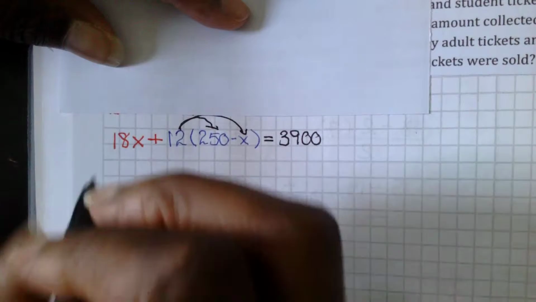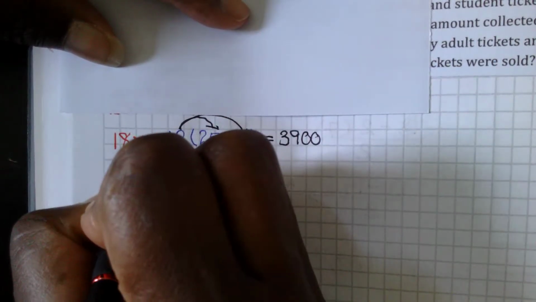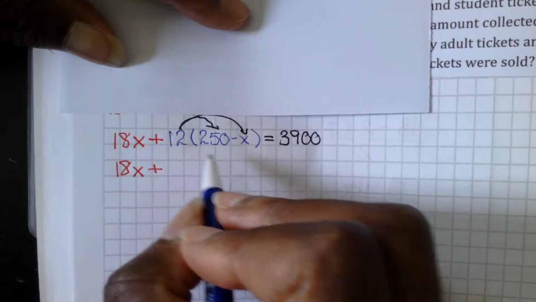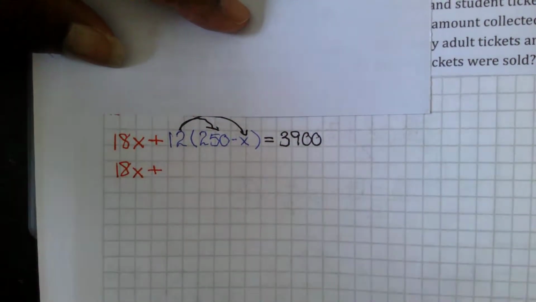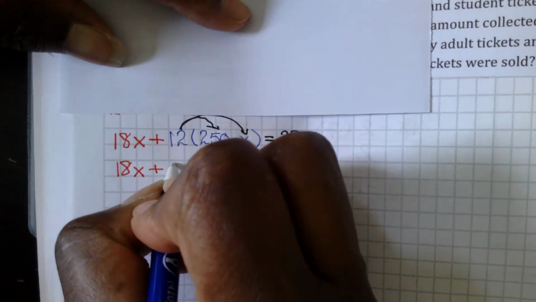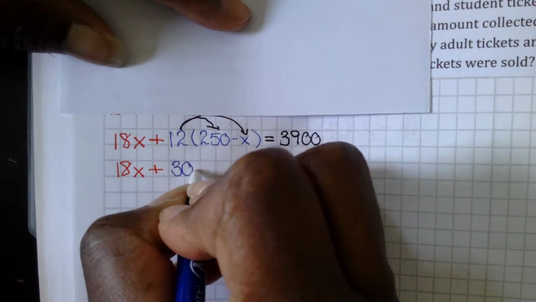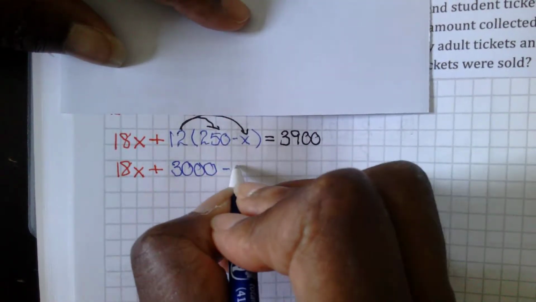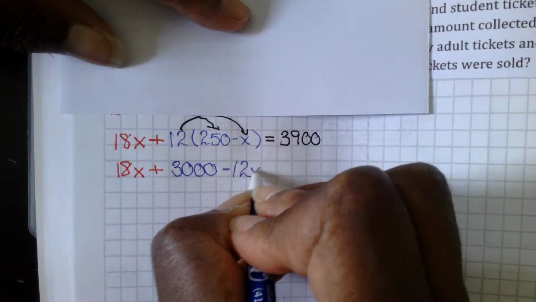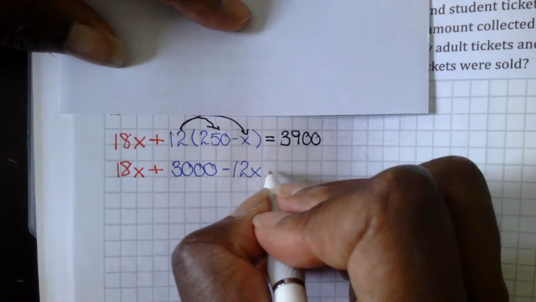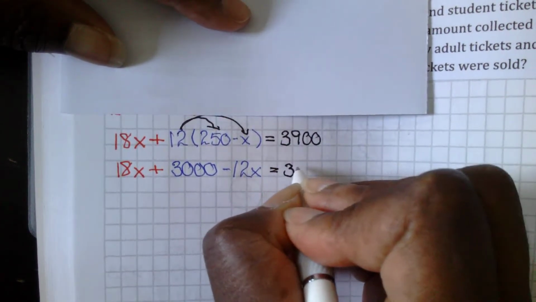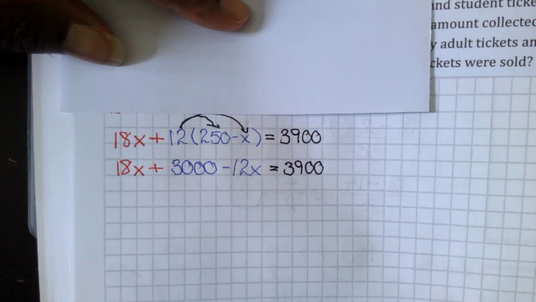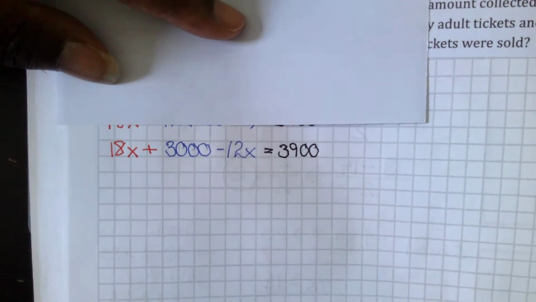So you still have your 18x, bring down your plus sign. Now 12 times that 250, so we get 3,000, minus 12 times x, that gives us 12x, equals 3,900. Okay, so all we did was distribute from one to the next.